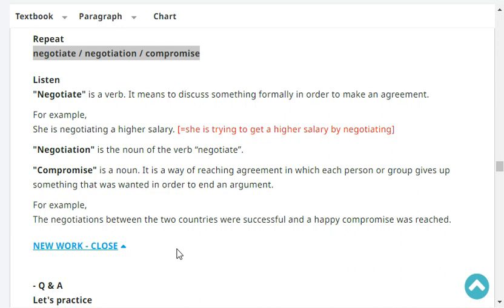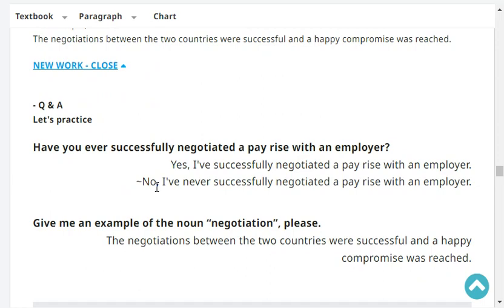Now, compromise is a noun. It is a way of reaching agreement in which each person or group gives up something that they wanted in order to end an argument. For example, the negotiation between the two countries was successful and the two countries were happy. Compromise was reached. Let's practice.